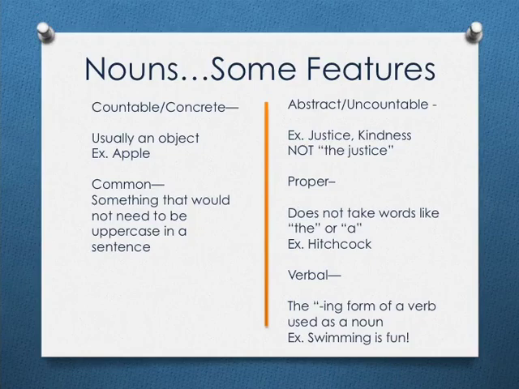The last, the verbal noun, is actually a form of a verb. Haha, imagine that. Usually this is the -ing form. So for example, "Running is my favorite sport." In this case, "running," which is usually considered a verb, is acting as the subject of the sentence.